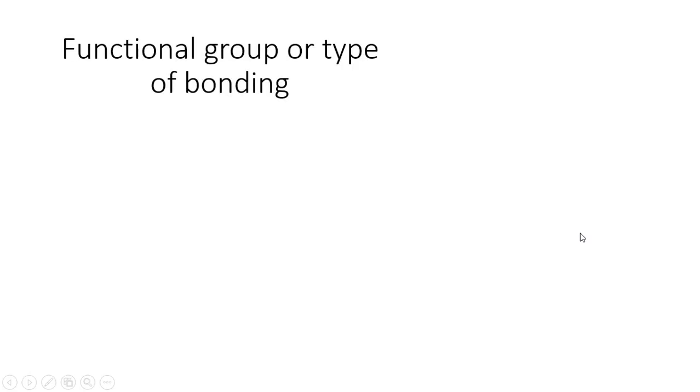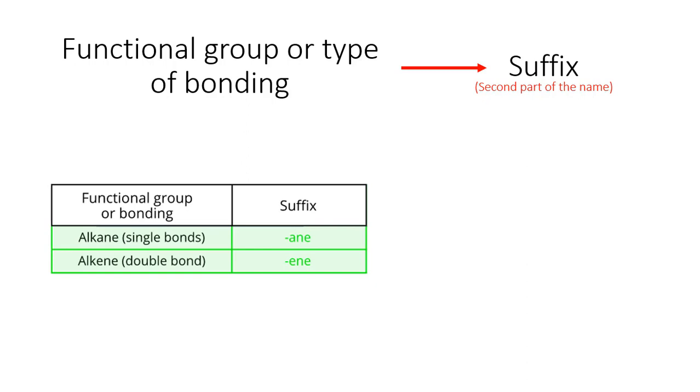The second or end part of the name is dependent on the functional group or the type of bonding in our organic molecule or hydrocarbon, okay? This gives us the suffix, or the second part of the name. And in practice, looking at the two that you would have covered already at this part in the module, alkanes and alkenes. So alkanes are molecules with only single bonds, and the end is ane. And then alkenes contain at least one double bond. These will end in the suffix ene.